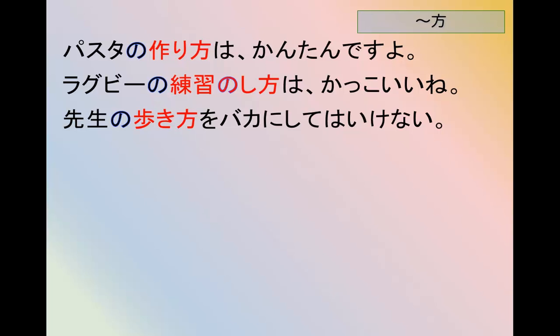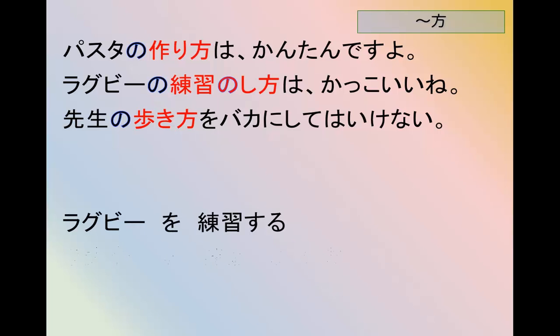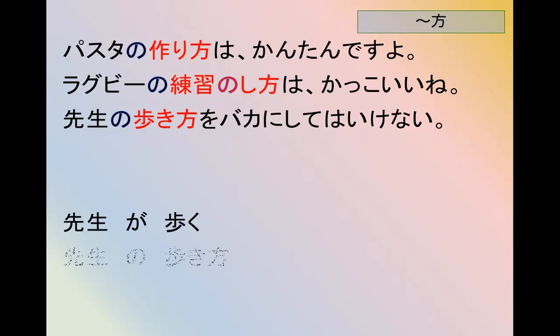Notice all these の in here. Usually it would say pastaを作る. But when you want to talk about the way of cooking it, it becomes a noun. So pastaの作り方. So 作り方 is a noun. Something kata becomes a noun this way. Rugbyを練習する. So, 練習する consists of a noun plus the verb する, so you need two nouns. Rugbyの練習の仕方. 先生が歩く, the sensei walks. 先生の歩き方 is the way sensei walks.